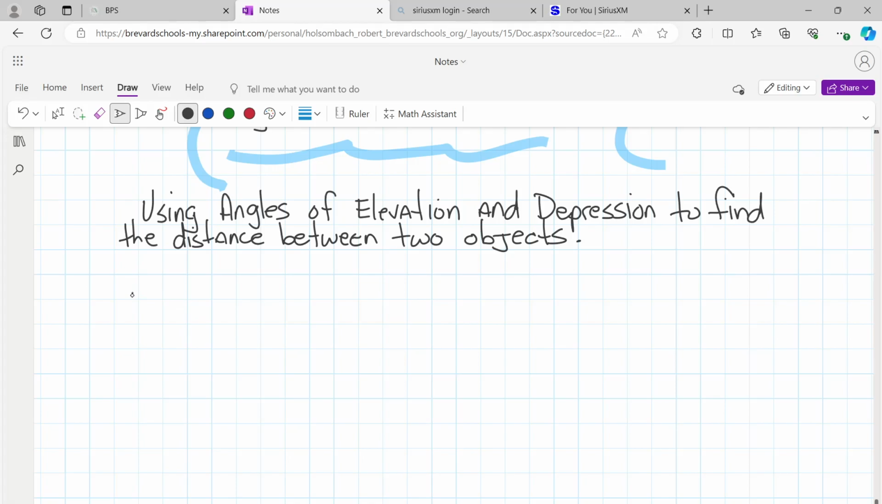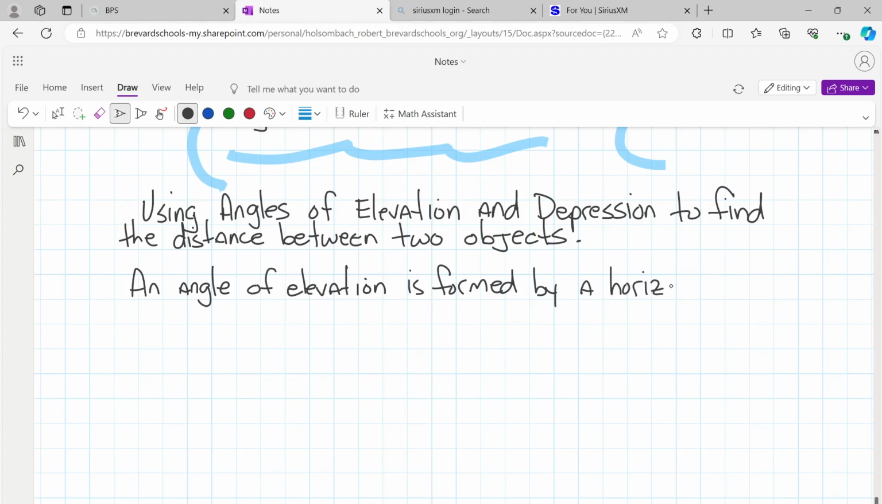All right, an angle of elevation is formed by a horizontal and your line of sight looking up. Angle of elevation is formed by a horizontal and your line of sight looking up.